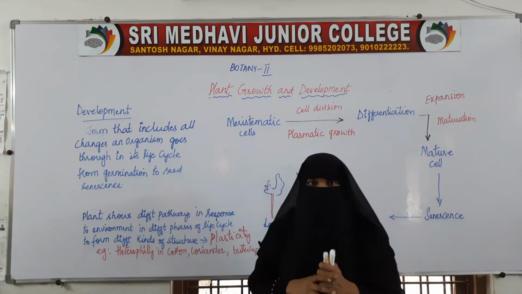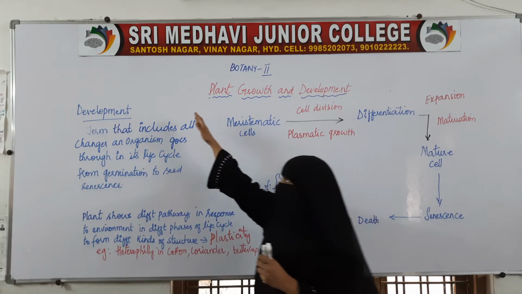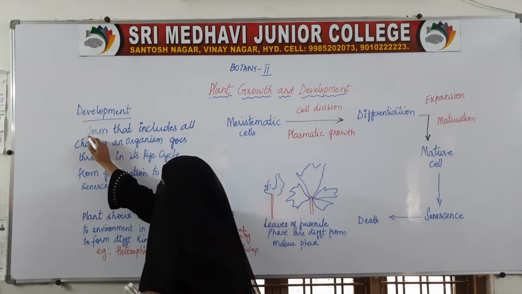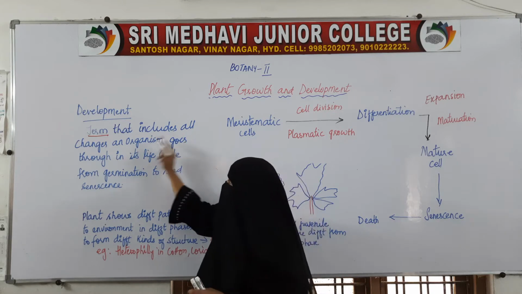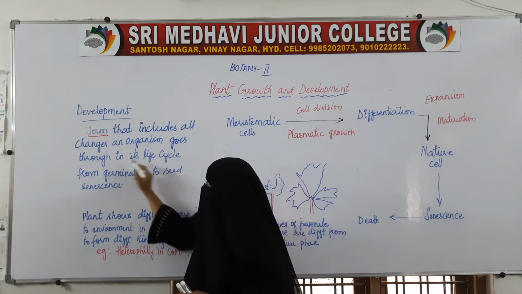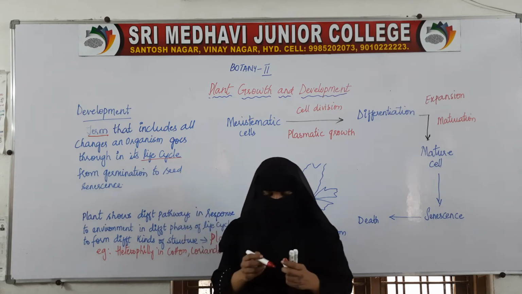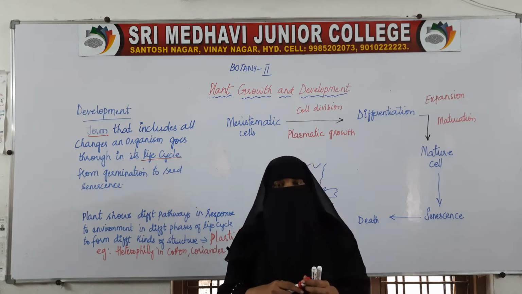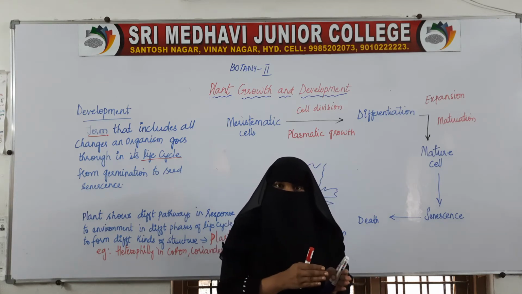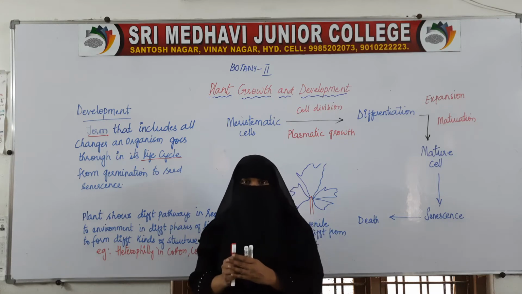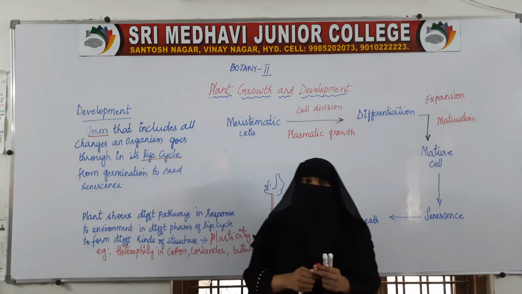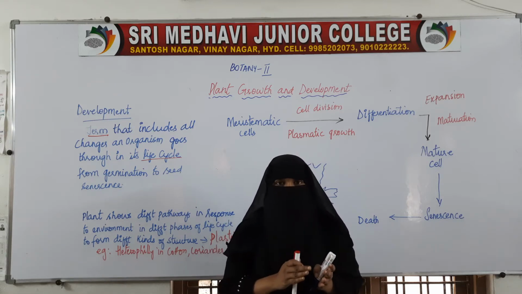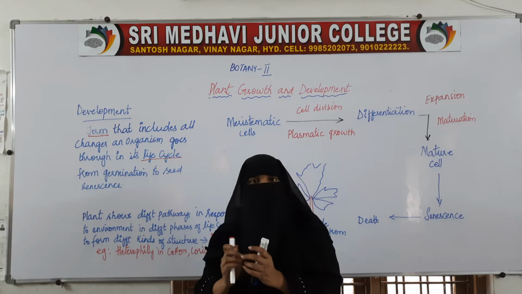Now let us sum up all that process. So what is development? Development is a term that includes all the changes an organism goes through in its life cycle. Development is nothing but the changes which an organism undergoes right from the zygote till it becomes a mature plant, the changes an organism undergoes right from the formation of the zygote till the plant matures.